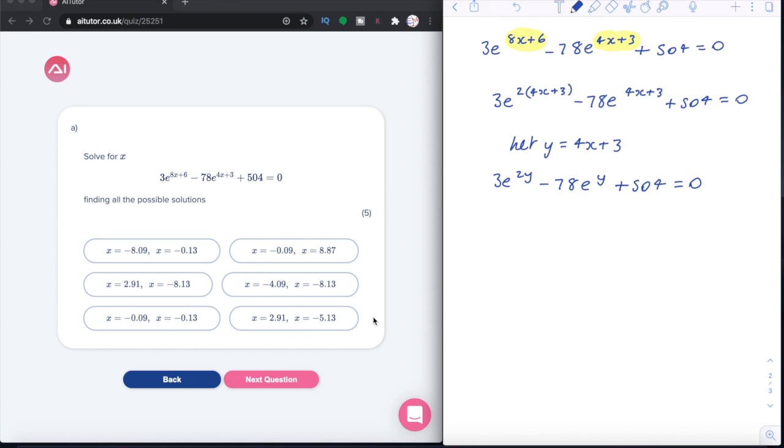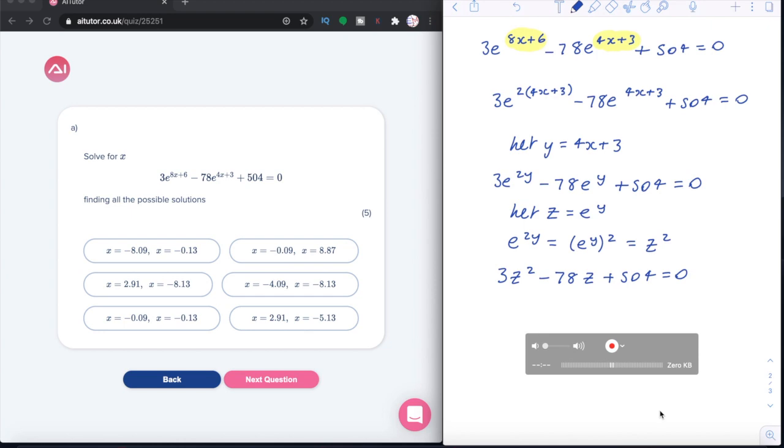Okay, but this equation still has exponential functions in it. So we need to get rid of these exponential functions by using another substitution. So we'll say let z equal e to the y. Now e to the 2y is the same as saying e to the y all squared, and e to the power of y is just z, so that's just z squared. So we can rewrite this as 3z squared minus 78z plus 504 equals 0.